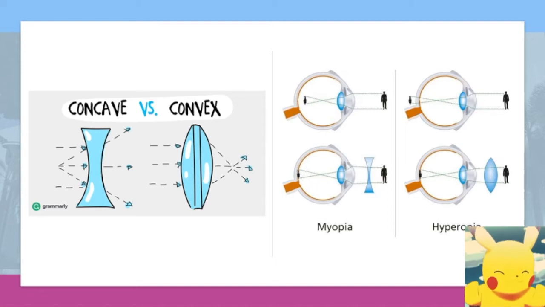So hyperopia. In hyperopia earlier, we said that the focus of light is behind your retina. So we would want the focus to go back, okay, to the retina itself. So hence we are using a convex lens. Okay, so the purpose of the convex lens is to place it back to the retina.